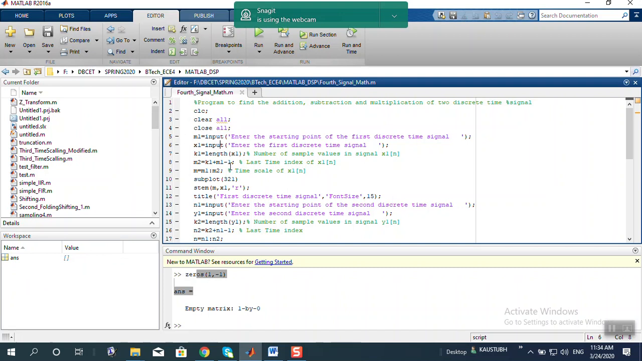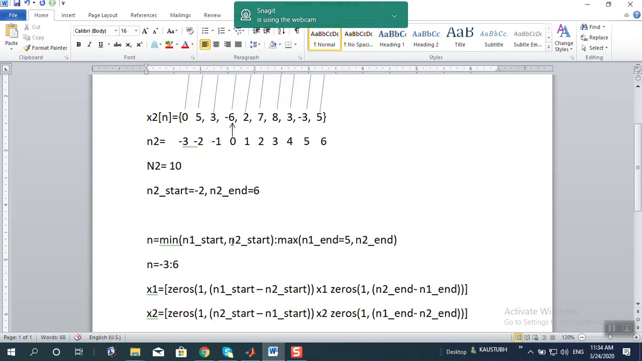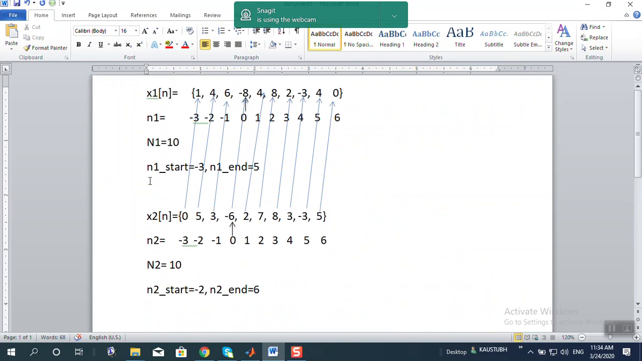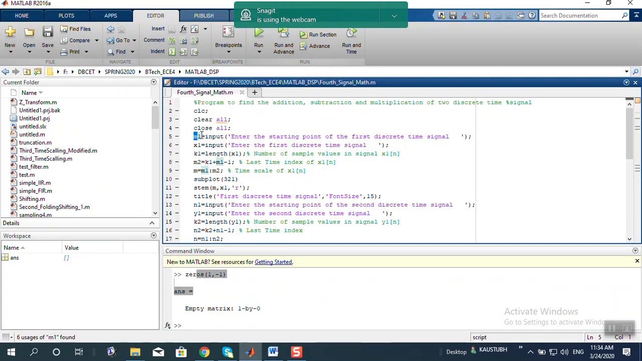Now the signal, so we have to take two signals. Again I am repeating that while taking any signal into MATLAB, the first thing is to consider the starting time index of the signal. Here in this example I considered it as n1 start, n1n, n2 start, n2n, but instead of n1 start, I am considering here m1.